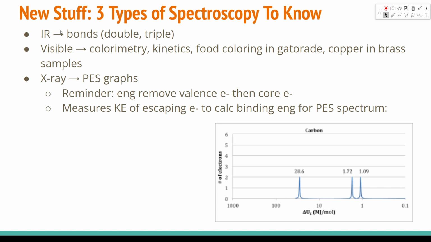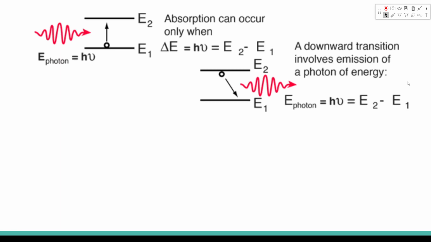So we have the 3 kinds of IRs you need to know. Cool. Alrighty, so this diagram is showing the energy for photons. So this is the equation we know from before. And so we can see absorption or emission of these photons if we need to.